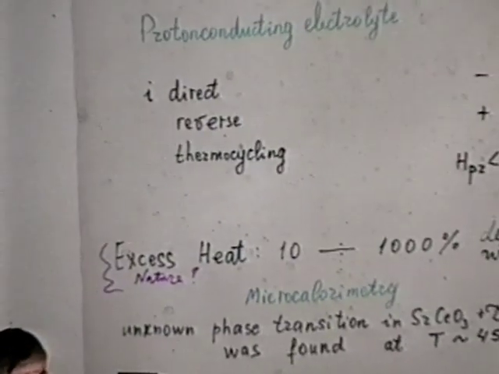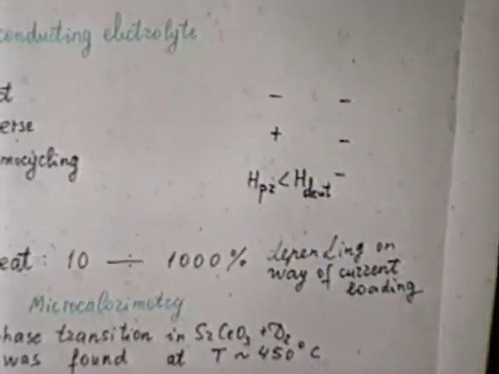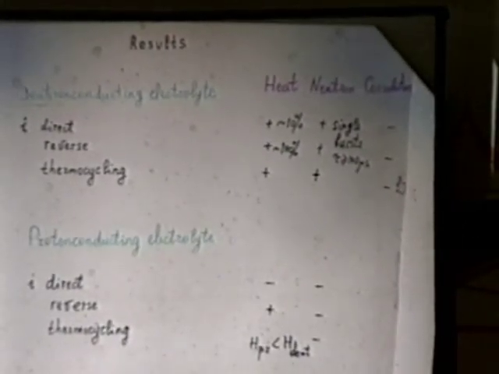Finally, the general results. When we used deuteron-conducting electrolytes, we observed excess heat production with constant current, reverse current, and thermocycling. Single neutron events were also observed.